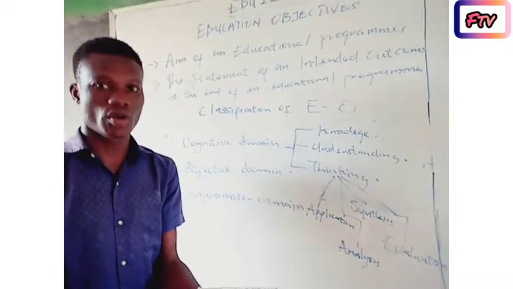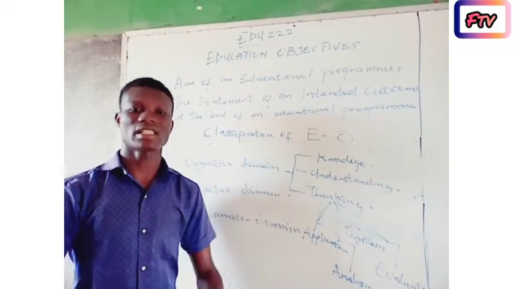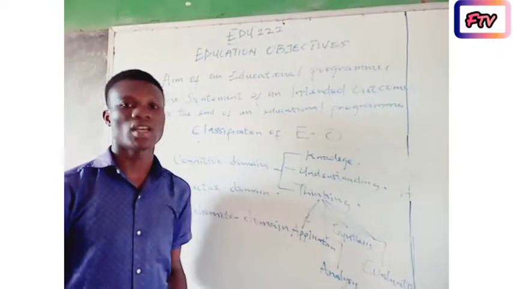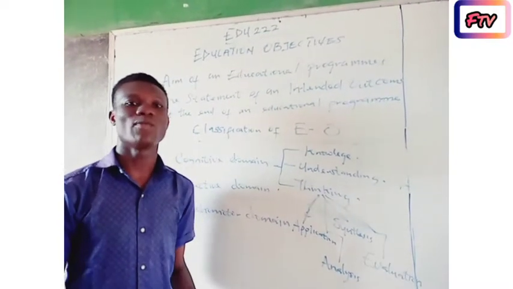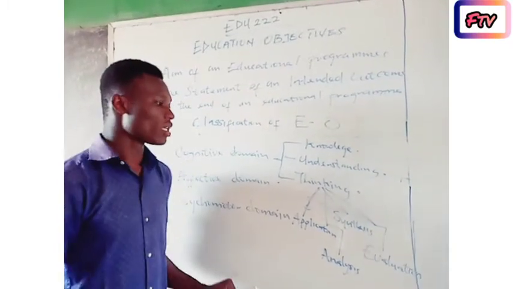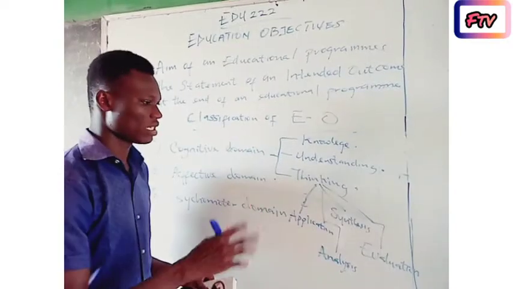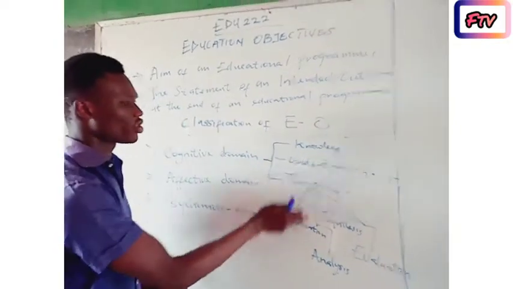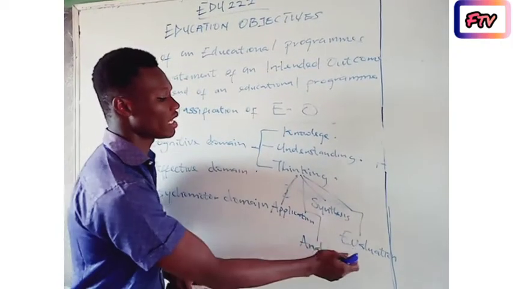There are basically 3 categories under the cognitive domain. But there is an educational psychologist named Benjamin Samuel Bloom, B.S. Bloom. He actually divided these categories into 6. And the 6 are knowledge, understanding, application, analysis, synthesis, and evaluation.